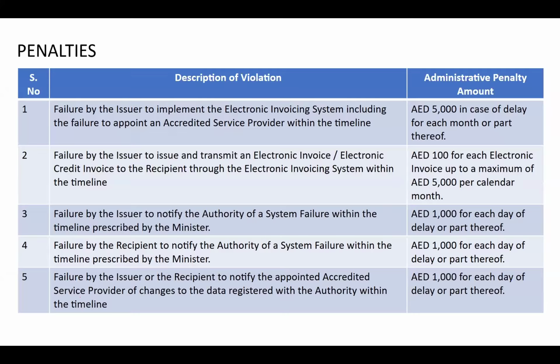And failure by the issuer or recipient to notify the appointed ASP of changes to the data registered with the authority. As we all know, we have submitted some data, say for example trade license, then anything about shareholders, about the authorized signatory, whatever the information. If there are any changes in this information and we are not reporting these changes in the taxpayer's details within the timeline, then again the penalty is 1,000 dirhams for each day or part thereof, and there is no maximum capping again here. So these are all the penalties associated with the invoice regulations.